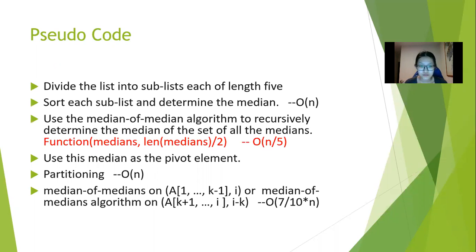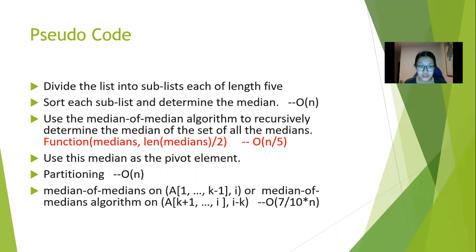Then we use the median of medians algorithm, which is this whole algorithm, to recursively determine the median of the set of all the medians. If we write it as code, it's the name of the function, medians, and length of medians divided by 2. This medians array is constructed by finding the median of each of these sublists and putting them together, then plugging this array back into the function. It's T(n/5) because there are n divided by 5 sublists like that.